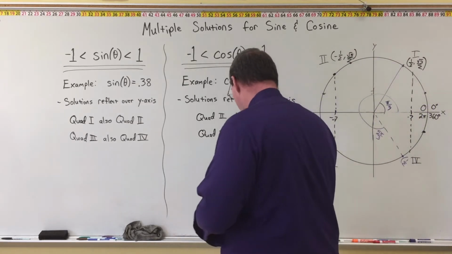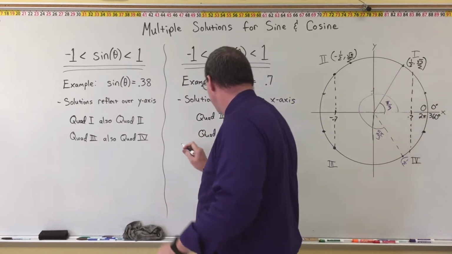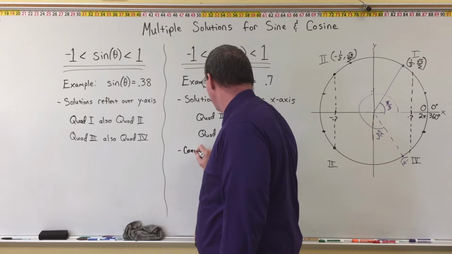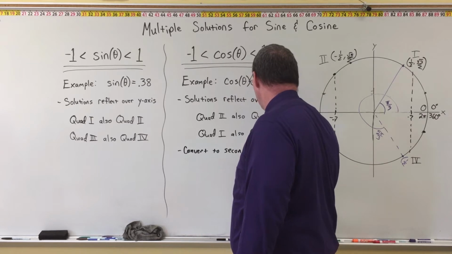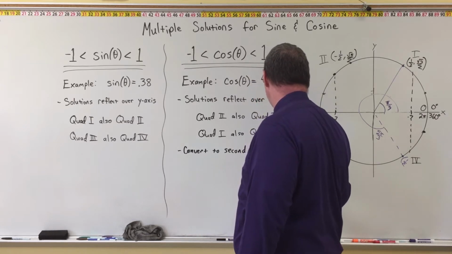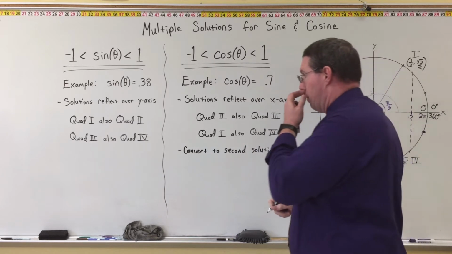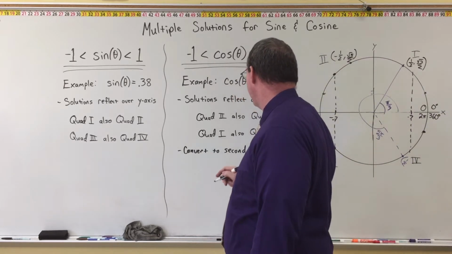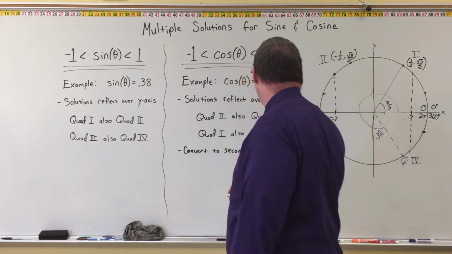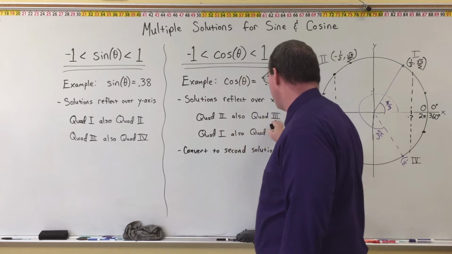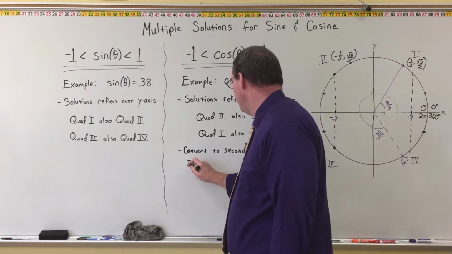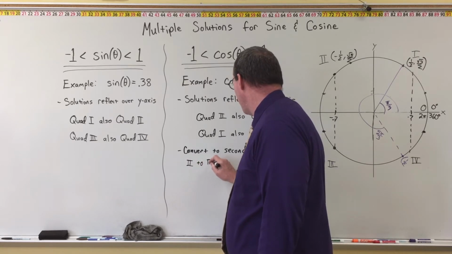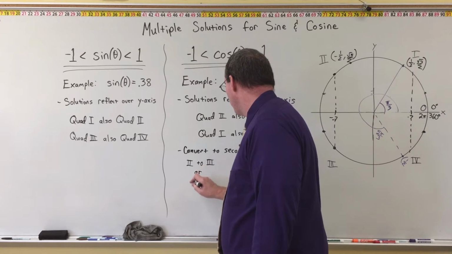Your basic rule is this, to convert to a second solution. Okay, here's how you're going to convert to your second solution, given your first solution. Basically, we're going to see how we can go from quadrant 2 to quadrant 3, and then how to go from quadrant 1 to quadrant 4.